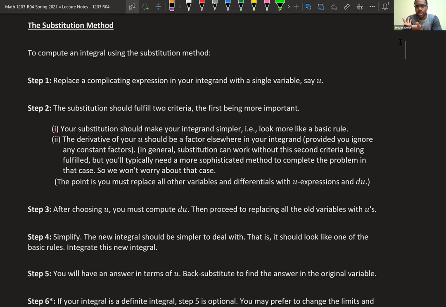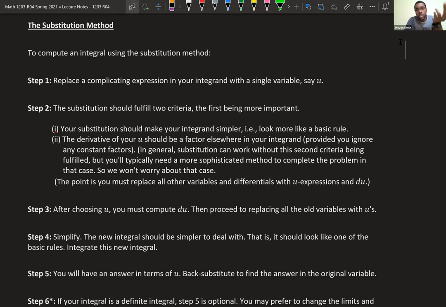Right, so you're going to look at your integral, you're going to realize this thing over here is an inside function that is making this thing look complicated. If that were a single variable, the integrand would be a lot easier to deal with. So let's actually replace it with a single variable, right? Now, when you're replacing it with a single variable, there are two important things that you want to look for.